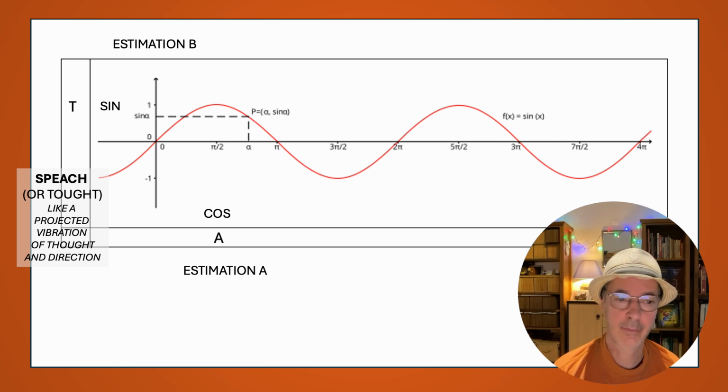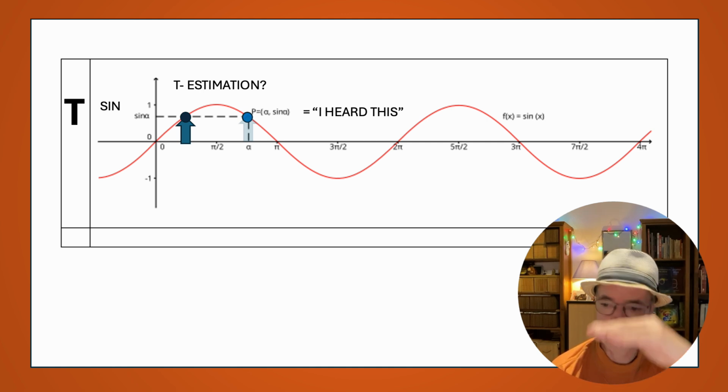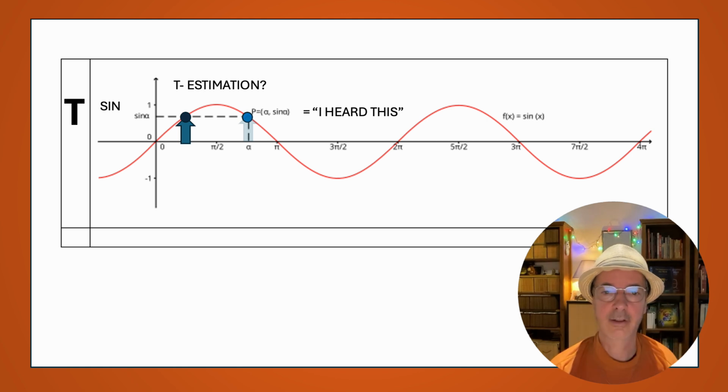So here we have this projected vibration of thought, of directions, of speech, whatever that is. It will be compared in this video to this wave. And the sounds that we build up will be projected upon that thing that we hear. So the very short thing will be the height. It's like echolocalization, and we say, okay, I heard this. I think it was there. It was there. Here it is. I heard it.